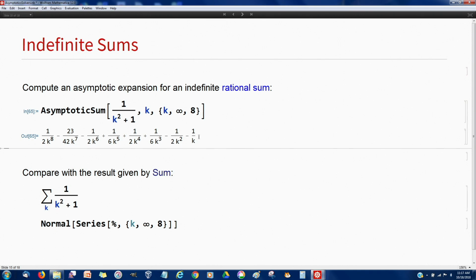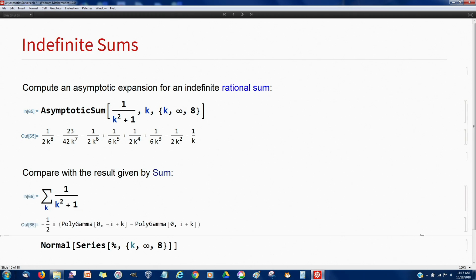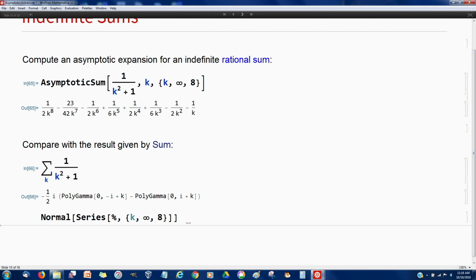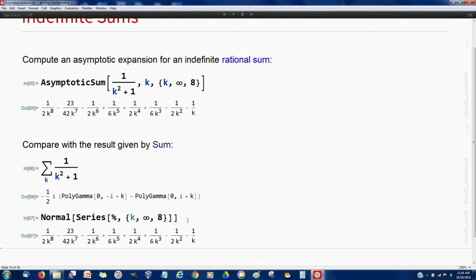Now in this case, of course, there's an exact formula from Sum itself, and if you do a series expansion of that, then you get back just the same result. Not very interesting, but the polygamma function in discrete calculus plays the same role as the logarithmic function in continuous calculus. So if you integrate a rational function, you get logarithms. If you sum it, you get a polygamma.